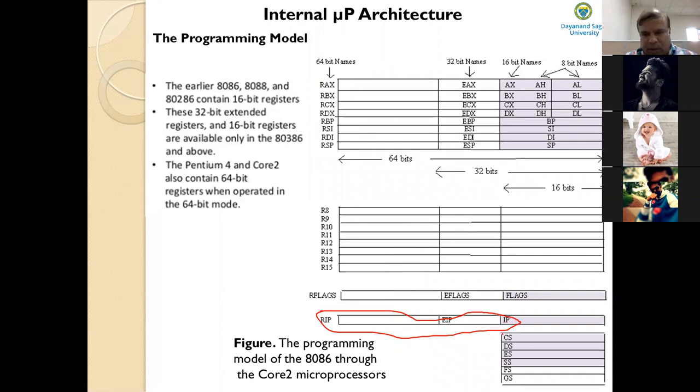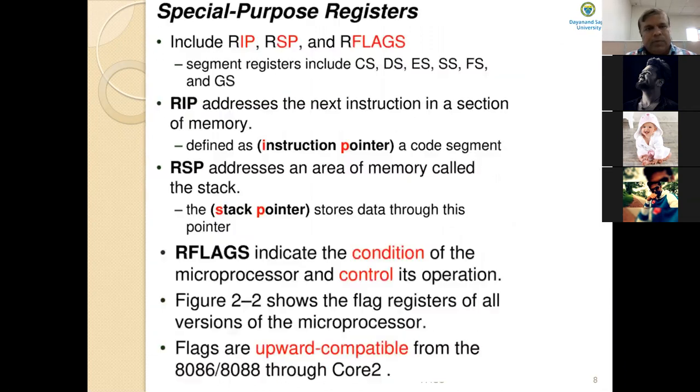And the special purpose registers also include the segment registers. Which are the segment registers? These are the segment registers: CS, DS, ES, SS, FS, and GS. So these are the special purpose registers, and we'll discuss each of them one by one.